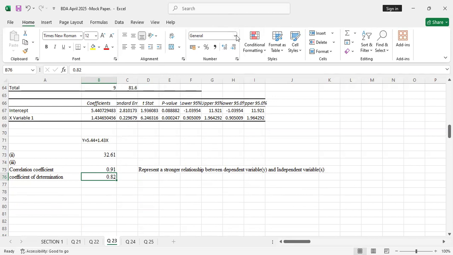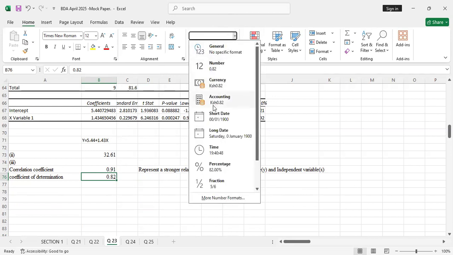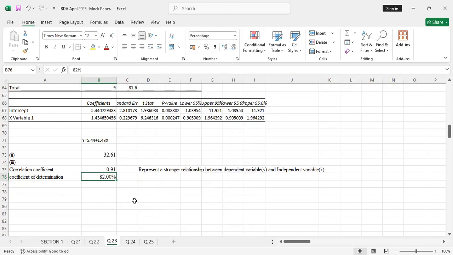Let me change it to percentage. It will give us 82%. So it's always closer to 1, or even 0.8. Let me undo that. Even 0.2, if you reduce the decimal, it will change to 1. Let me decrease. Yeah, it's 1.